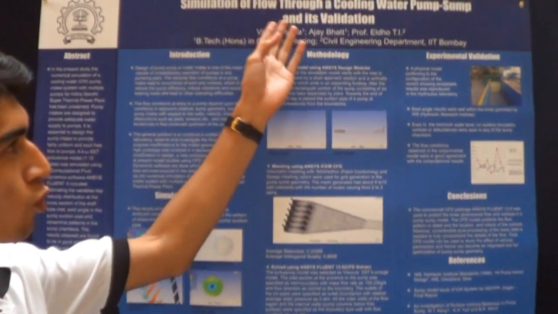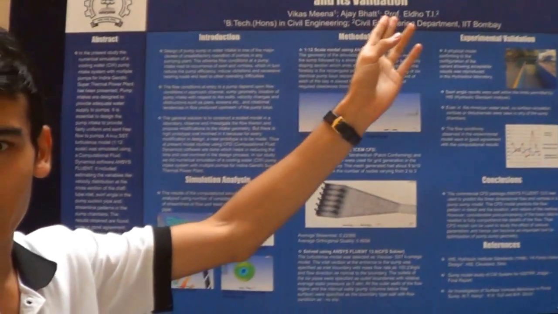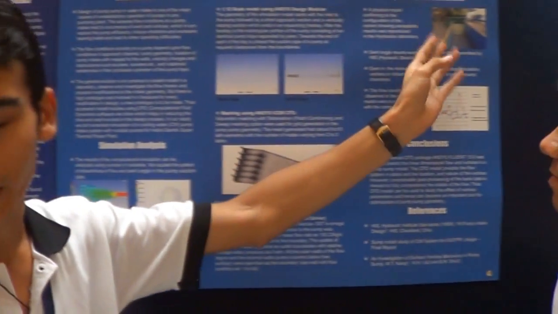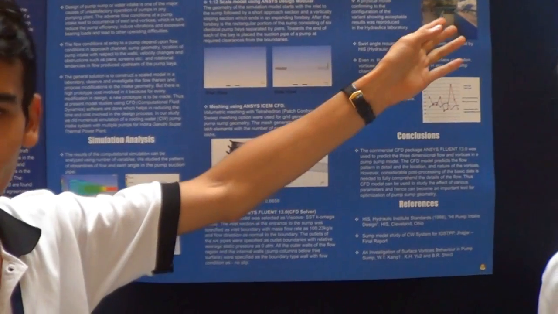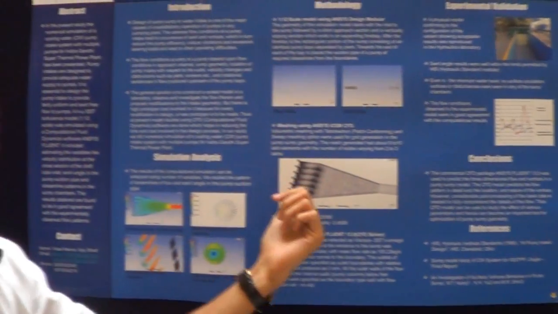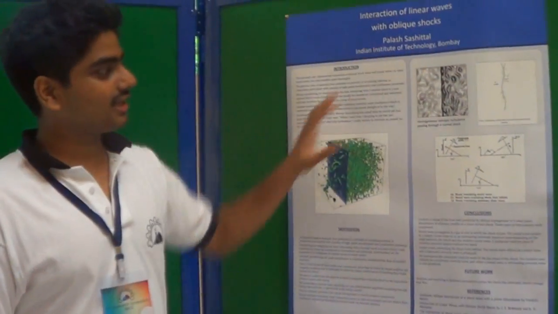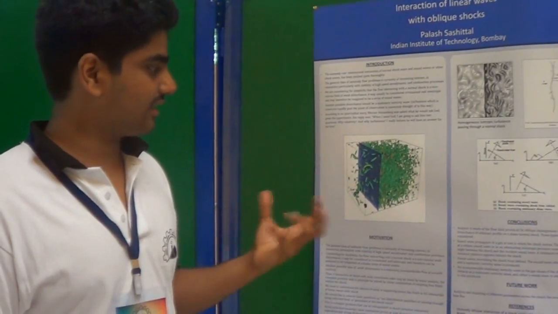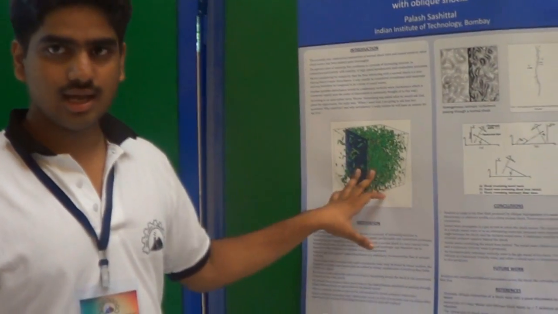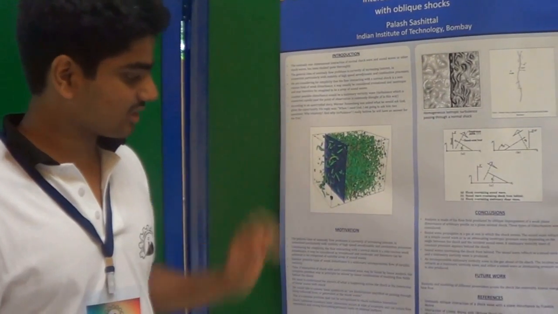The simulation of flow pumps and its validation. At the start, we created a hydraulic model in the hydraulic laboratory, and this model was simulated using ANSYS software. This study can be extended to the interaction of turbulence with shock. And turbulence interaction with shock occurs in the engine of scramjets.